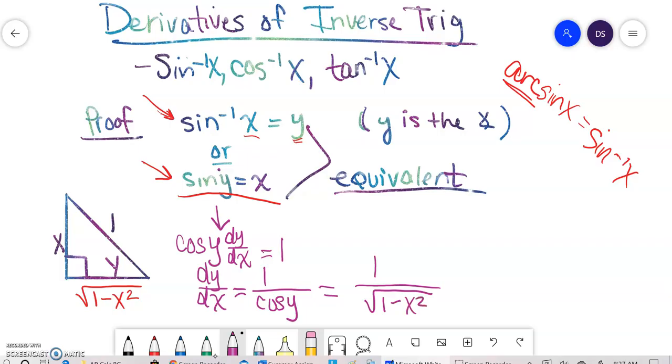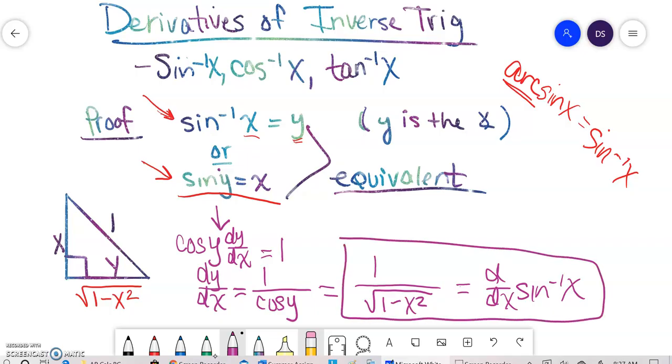So what you just found is actually the derivative of inverse sine of x. We found it by doing implicit differentiation of sine y equals x to avoid using that inverse notation, since we're proving that derivative. Hopefully that makes a little bit of sense.